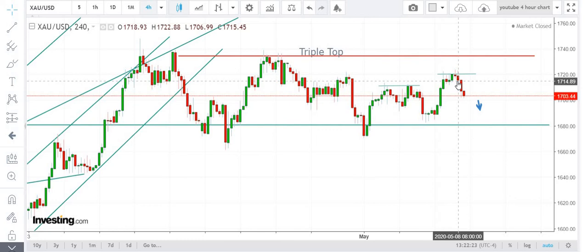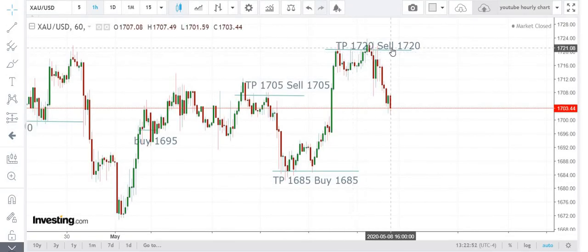Now if you don't have the plan, we have doubled, tripled our investments in the last week, and many of the traders have blown their accounts. Unless you have the plan, in my last video I was saying that we were expecting 1680, but in the course of the trading we booked profit at 1685, we bought again, then we booked at 1700 and then the level was 1720. Then we sold again at 1720.